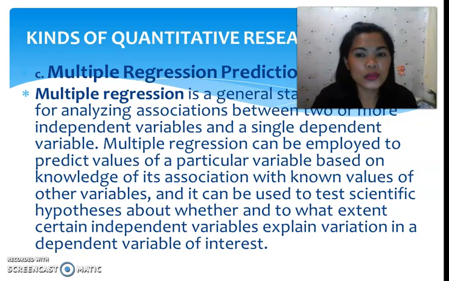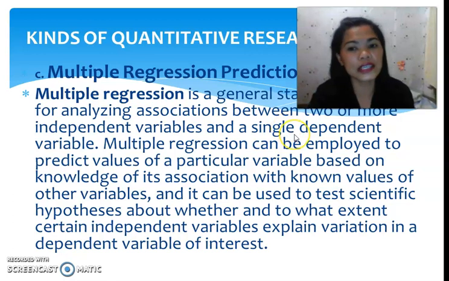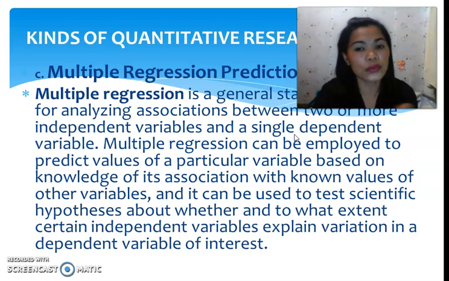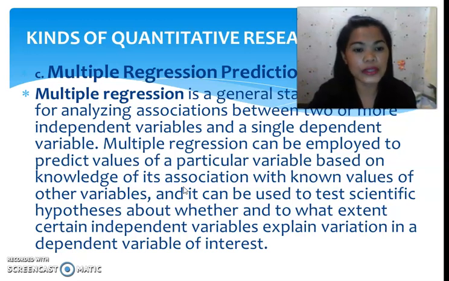So this is still under correlational, so it's still about analyzing association between two or more independent variables and a single dependent variable. So there will be two independent variables and one single dependent variable. So in multiple regression, it is used to predict the variable based on its association with known values of other variables. But we will have a separate discussion solely for this.